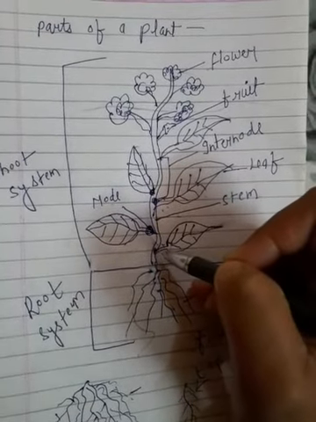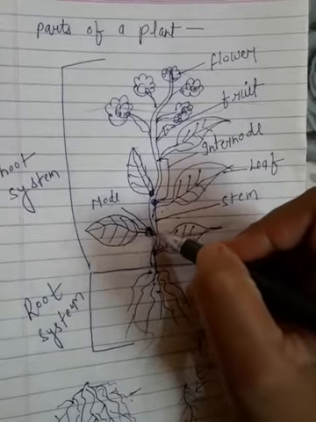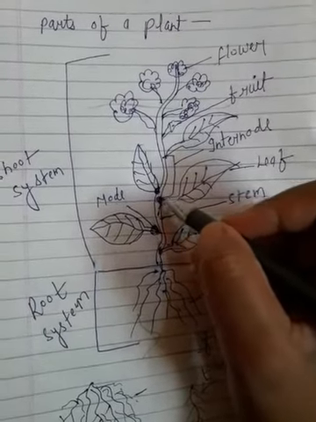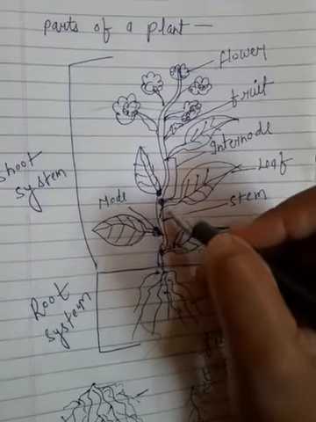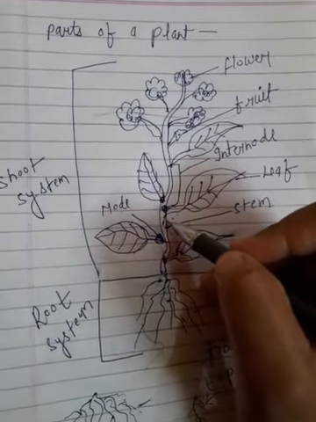So which part is the node? This part is called the node, where the leaf arises.